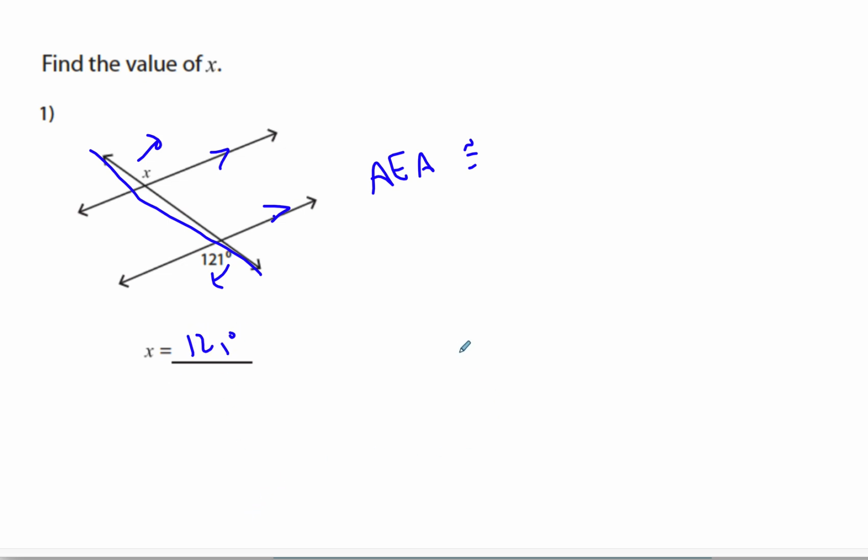And that is basically a grand tour of that first practice sheet. Good luck.